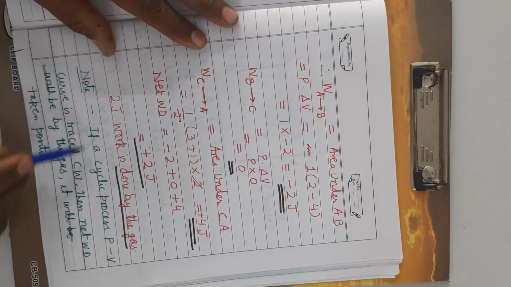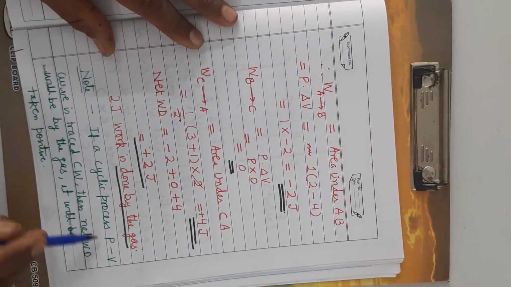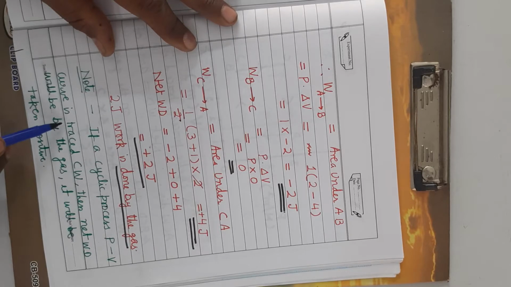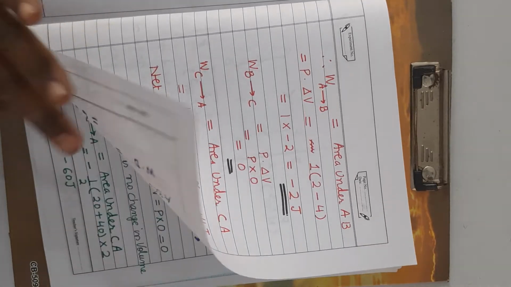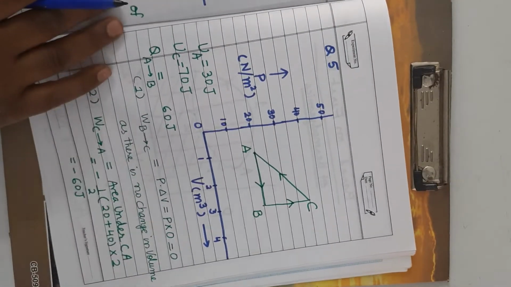If the PV curve of a cyclic process is traced clockwise, then net work done will be by the gas, it will be taken positive. If the cyclic process is traced anti-clockwise, then net work done will be on the gas and it will be taken negative. It's clear. Now all of you see this question.